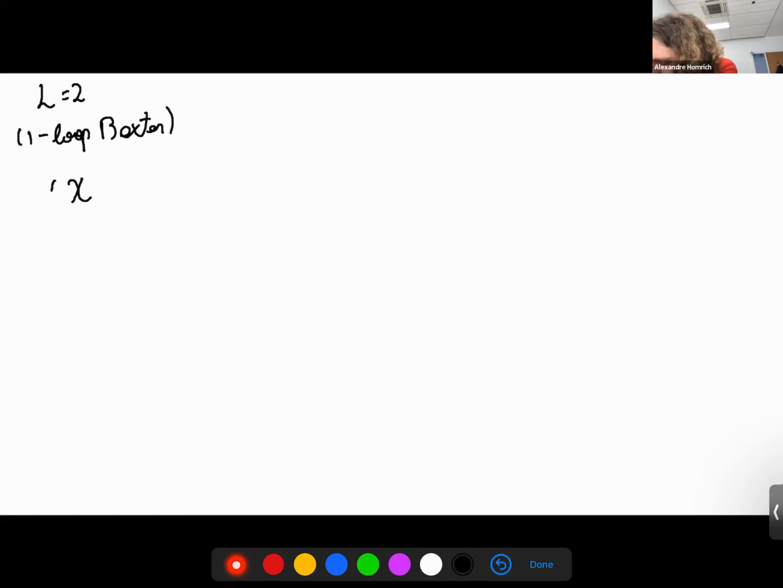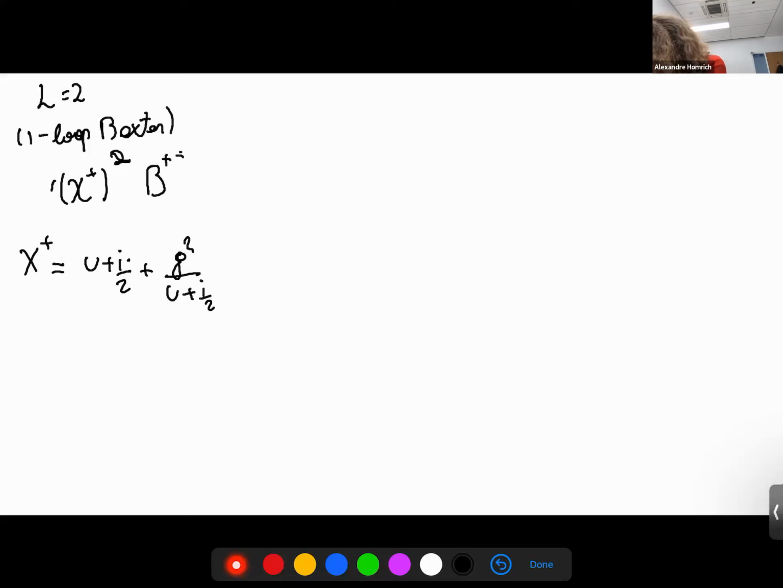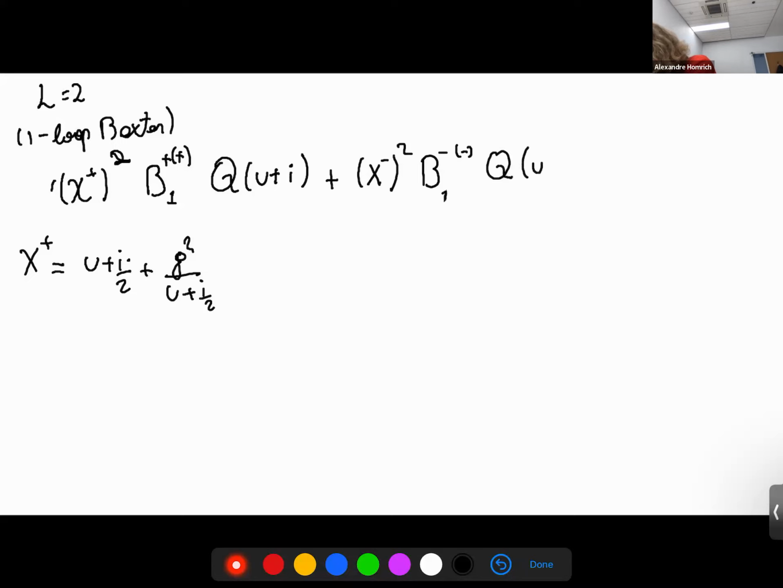Well, let me be explicit. So this chi plus function squared, which is chi plus, is essentially u plus i over 2 plus g squared times u plus i over 2. Maybe there's a factor 2 here or not. Times some function which I'll call b plus plus, which depends on the state. So I'll add an index 1 times q of u plus i over 2, or q plus i, plus the complex conjugate times the transfer matrix, which is now also corrected.